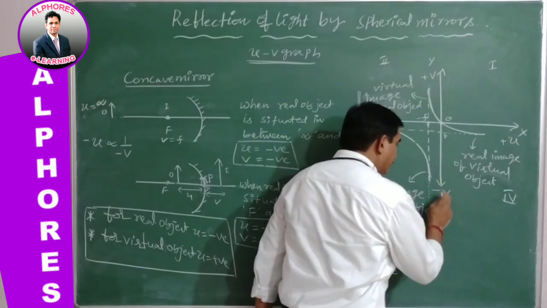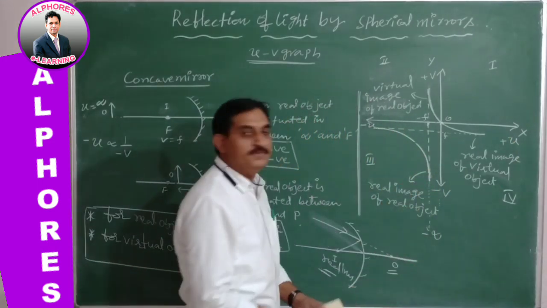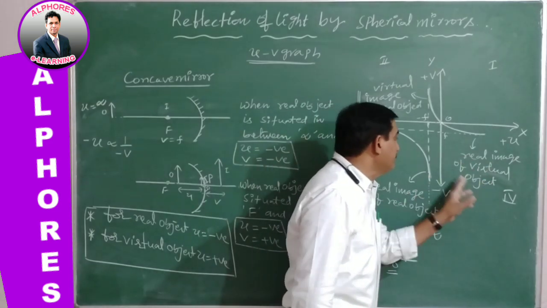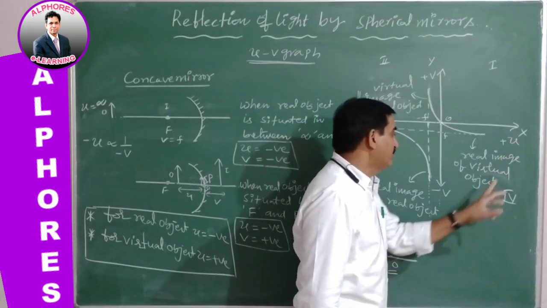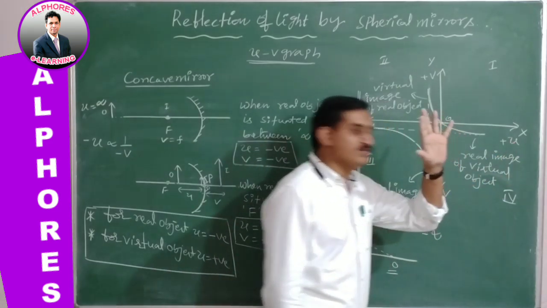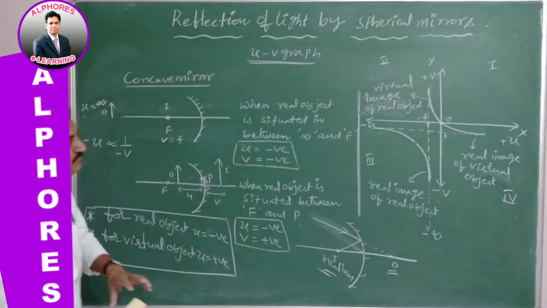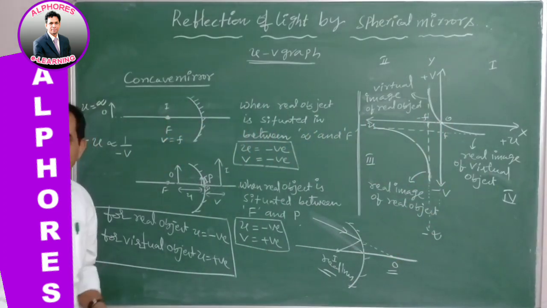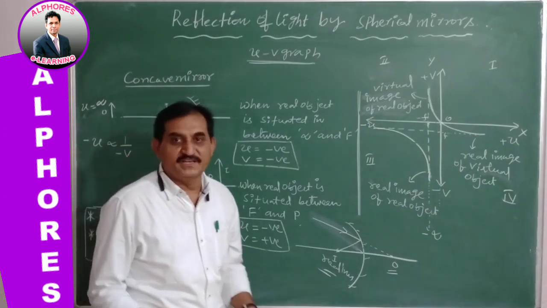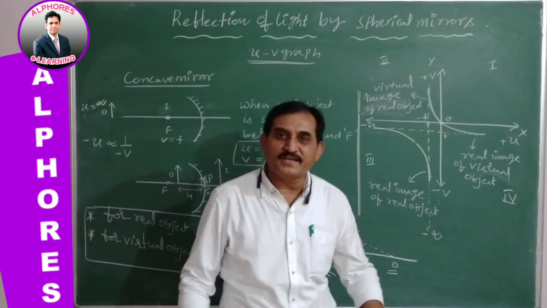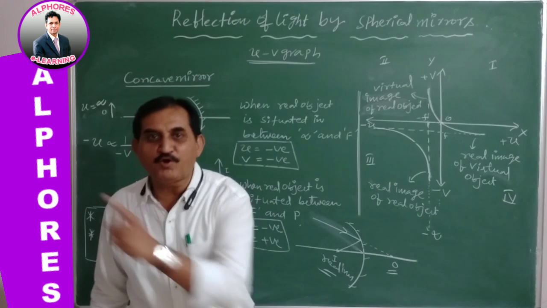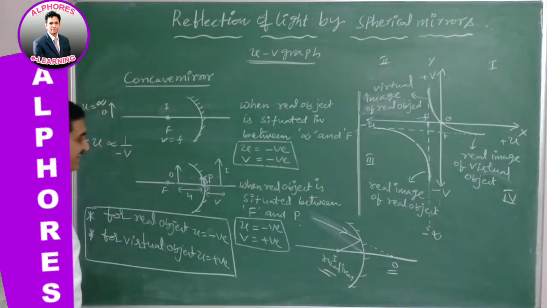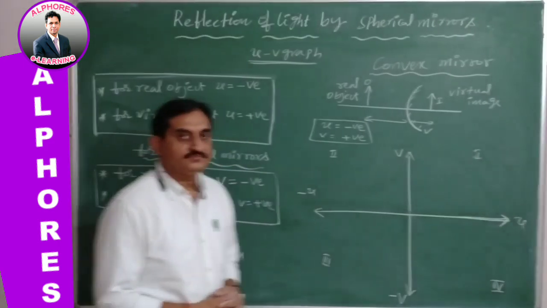Here U is positive, V is negative, the image is real. So it is a real image of a virtual object. So this is the way to understand the UV graph for a concave mirror, including all cases with a proper sign convention. Okay, right. Come to the next.